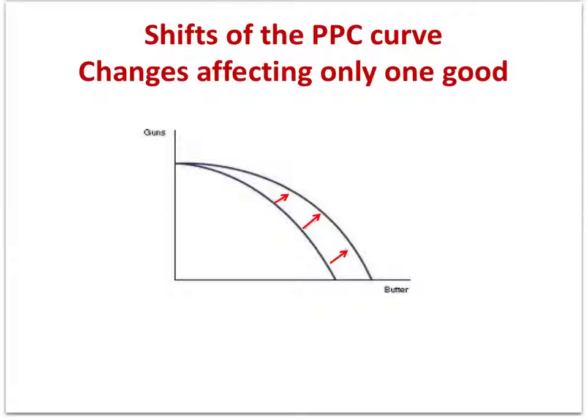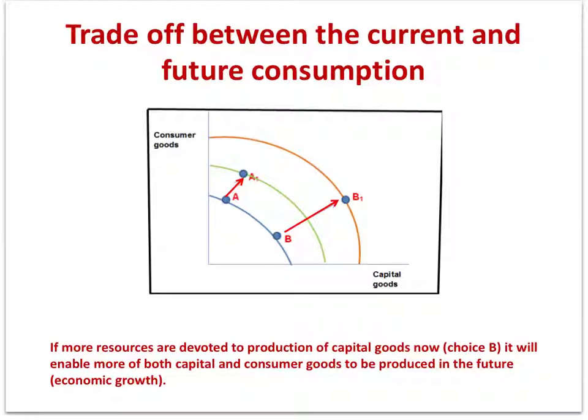Changes in the amount of resources available for production or in the state of technology could affect both goods or could affect production of just one good, like it is shown on this graph, where we have more resources available for production or better technology used only in production of butter. So only one end of the curve will shift, showing greater productive capacity in production of butter, while production of guns is not affected.